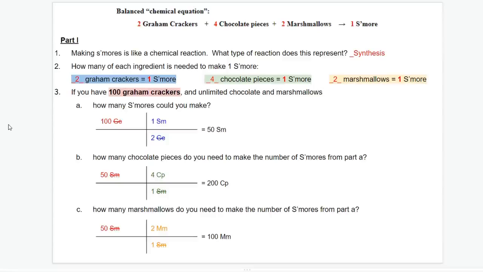You would have used a slightly different equivalency, but one that would be easy to find. Instead of 4 chocolate pieces is equal to 1 s'more, you'd be using 2 graham crackers are equal to 4 chocolate pieces. Instead of 2 marshmallows are equal to 1 s'more, you'd be using 2 marshmallows are equal to 2 graham crackers. Whichever way you solved it, you would still end up with those same final answers.